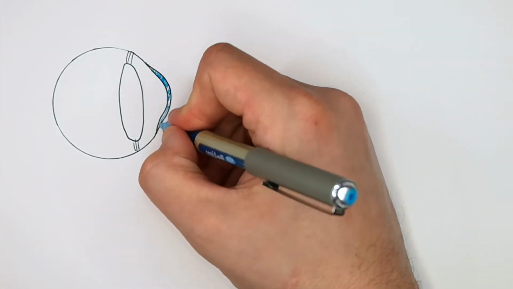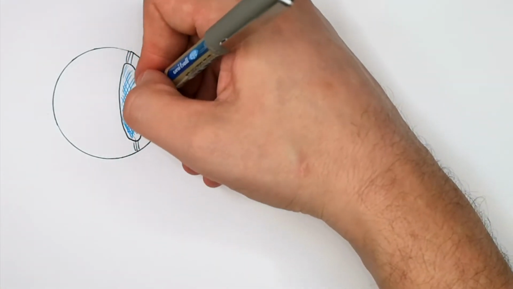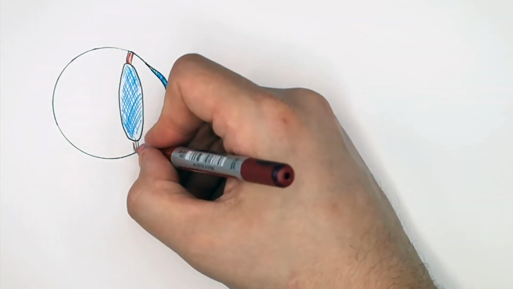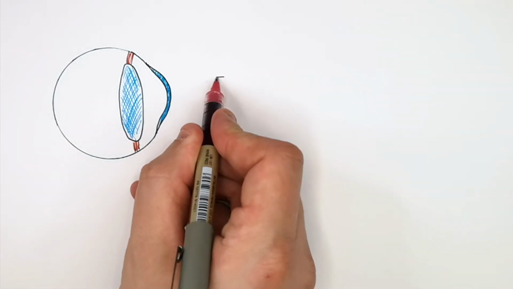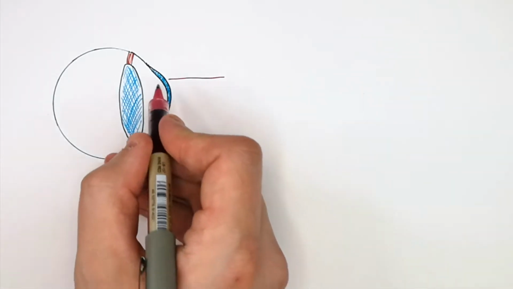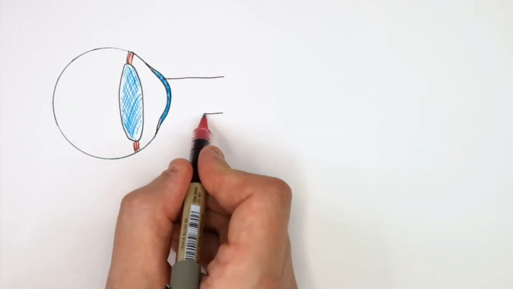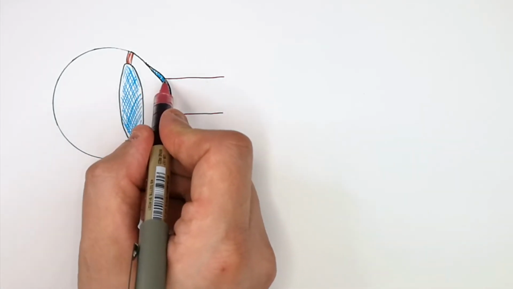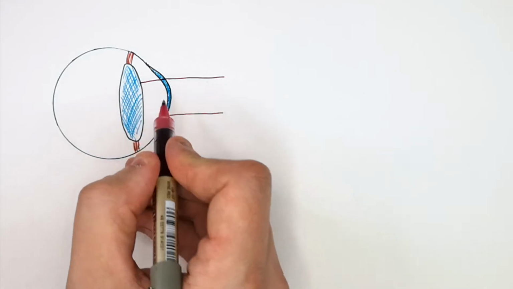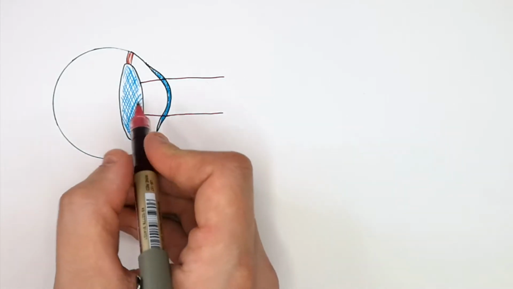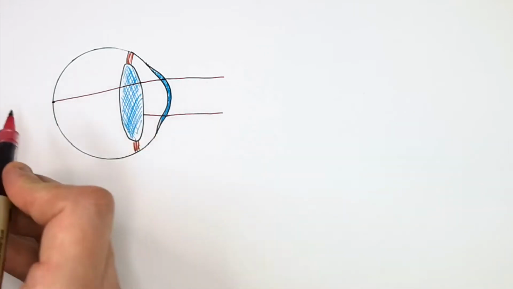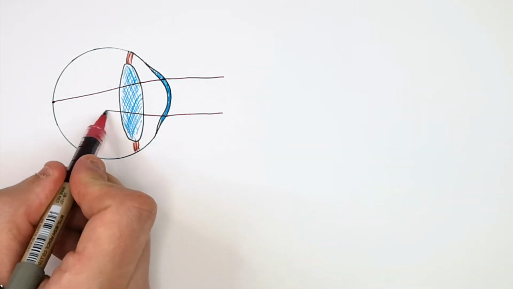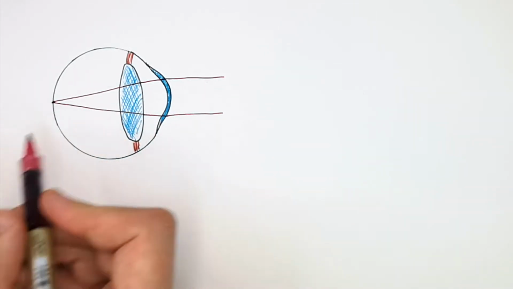This is the cornea, and this is the lens, and these are the suspensory ligaments. The cornea is going to bend light towards the lens. So as you can see here, as light enters the eye through the cornea, it is going to bend towards the lens. So it refracts towards the lens. The lens then refracts the light towards the retina, and it focuses the light onto the back of the eye called the retina.